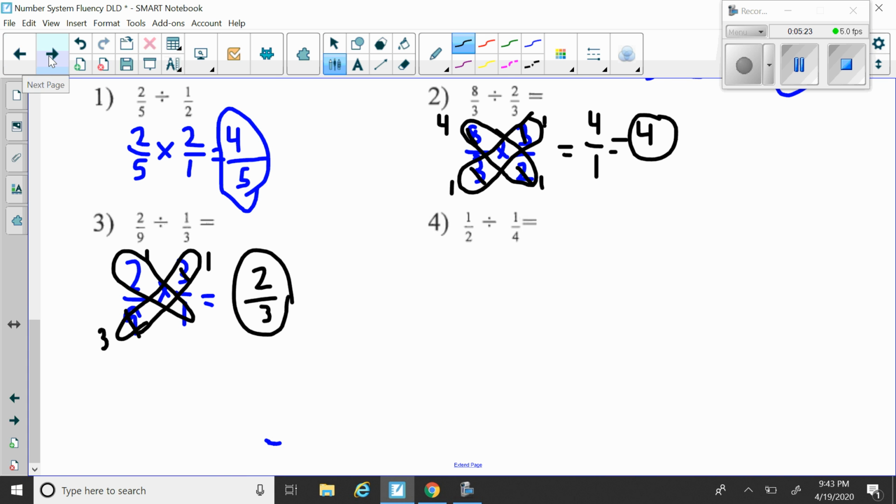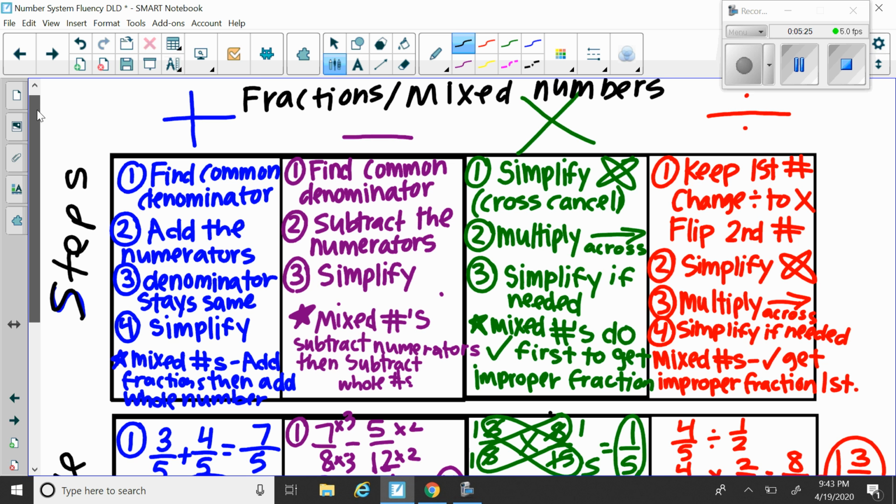All right, so just to kind of recap, I know that was quick, but dividing fractions, it's just keep the first number, change division to multiplication, flip the second number. You guys have probably heard of keep, change, flip, or keep, change, change. All that means is that we're multiplying by that reciprocal, okay? And we know that we just multiply straight across. And then we're going to have to simplify if needed, okay?